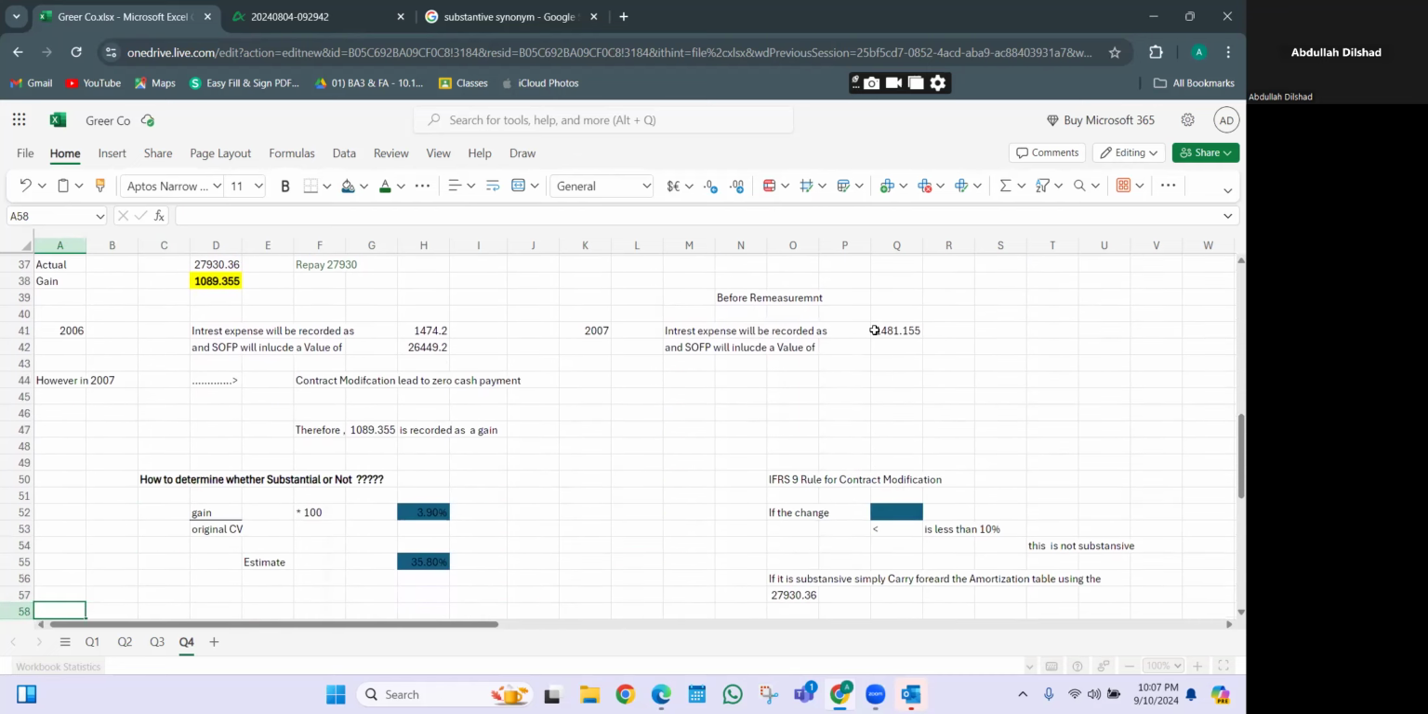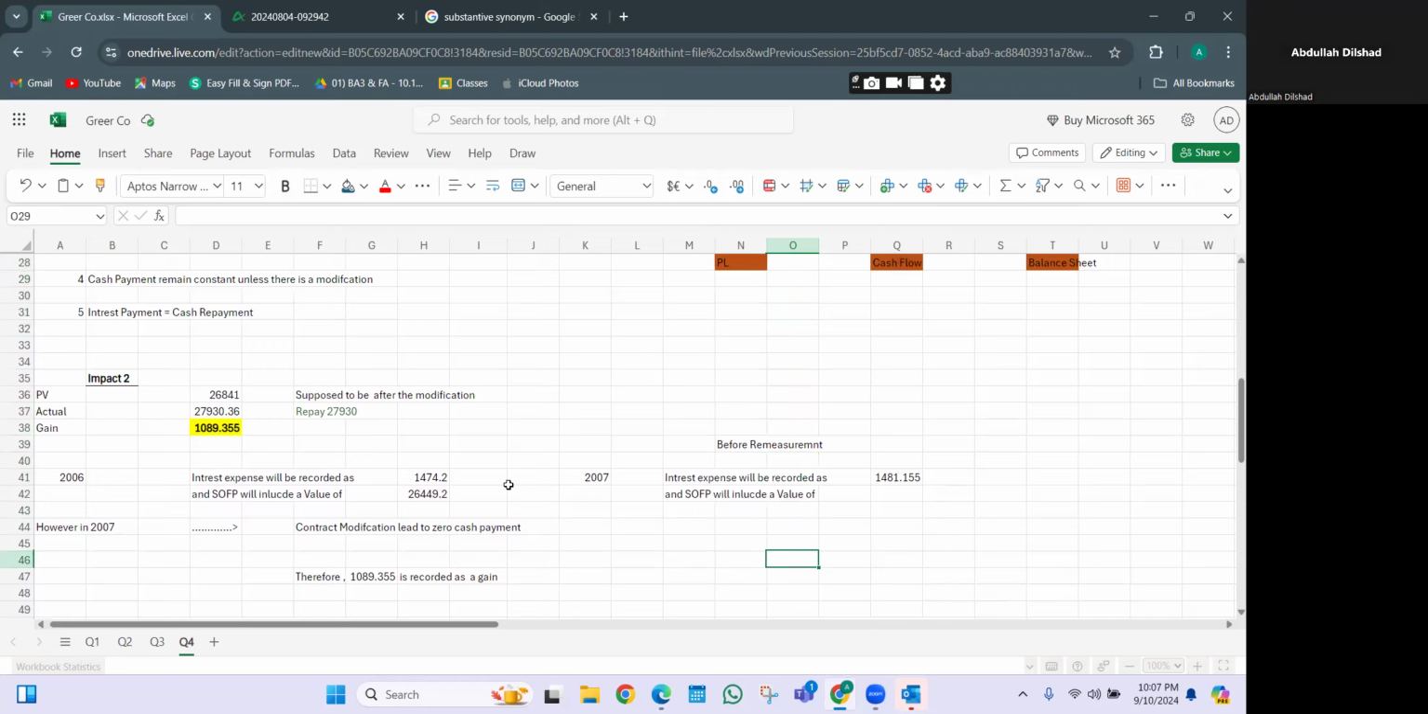And if you are smart, if you have gone through this, you could speak about the impact. The IFRS 9 rule states that if the change or the impact is less than 10%, this is not substantive. So if it's not substantive, you can carry out your amortization table normally. But if it's more than 10%, let me mention that as well.